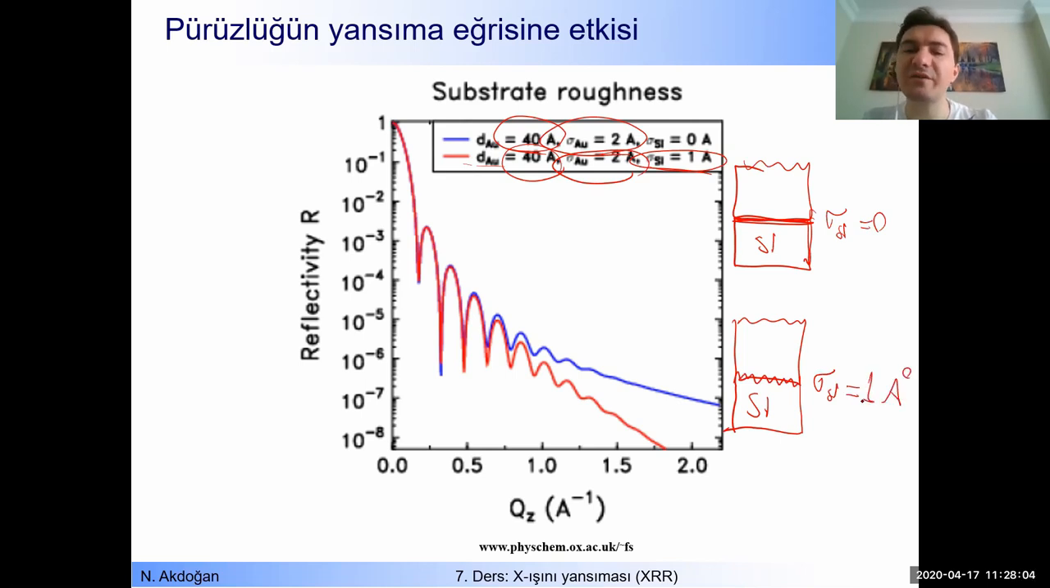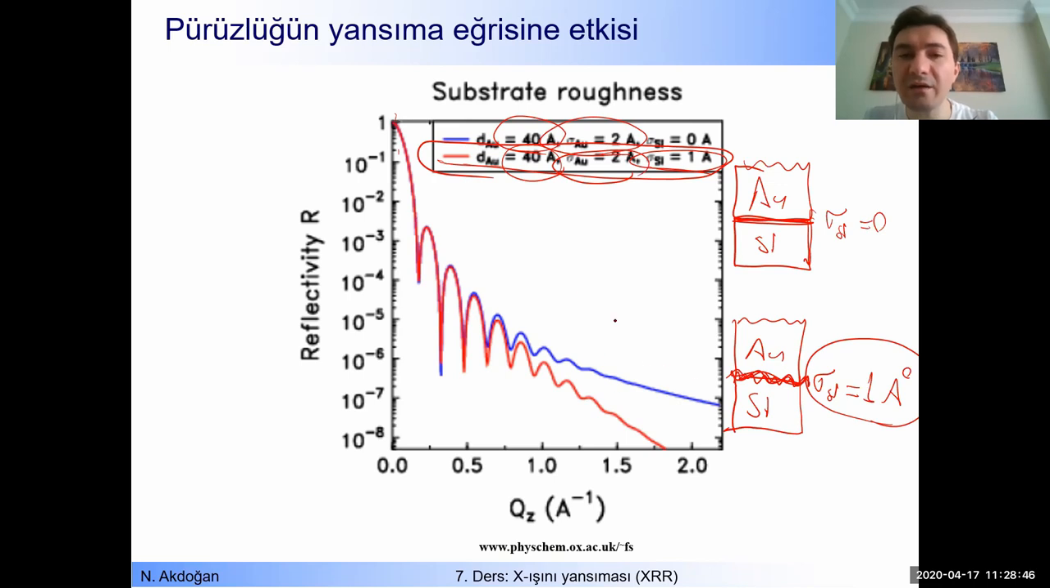So what about the effect of the roughness? What do you see here? The thickness is the same, the roughness is the same, and the electron density is the same, because we are talking about gold and gold here. So the critical angle will be the same. The position of the oscillations will be the same, and the amplitude of the oscillations will be the same. But what you see here is that at higher angles, this red curve intensity goes down faster than the blue one, you see? Because the red one has higher roughness at the interface between substrate and gold.